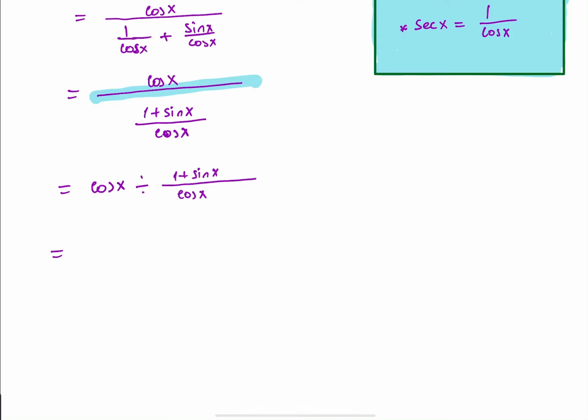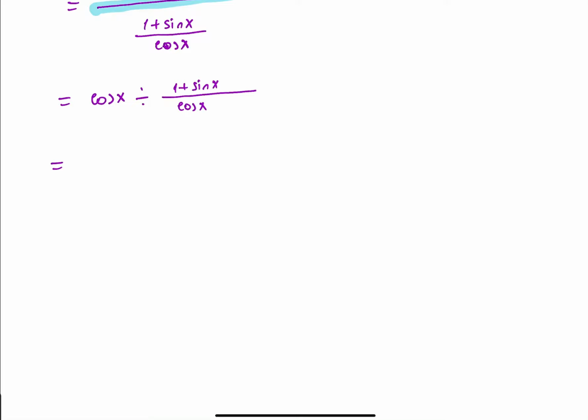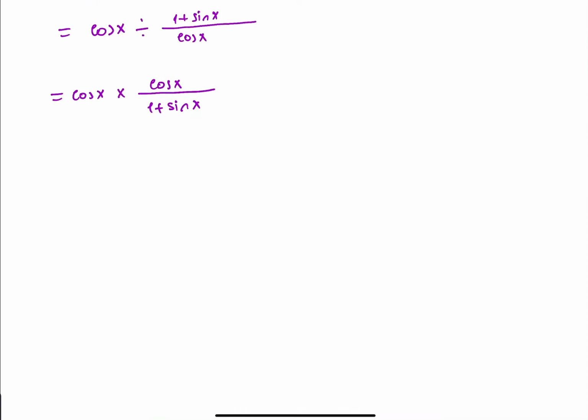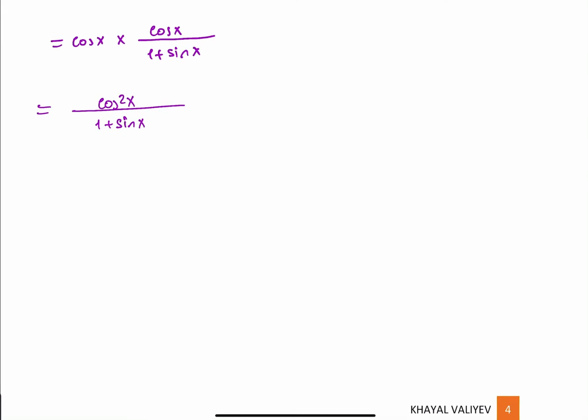Once you're dividing anything by a fraction, you keep the first one as itself, division turns into multiplication, and the second part switches, so the denominator becomes the numerator and the numerator becomes the denominator. Once you multiply cosine x by cosine x over 1 plus sine x, it gives you cosine squared x over 1 plus sine x. Is this simple? No. We are going to make it simpler.